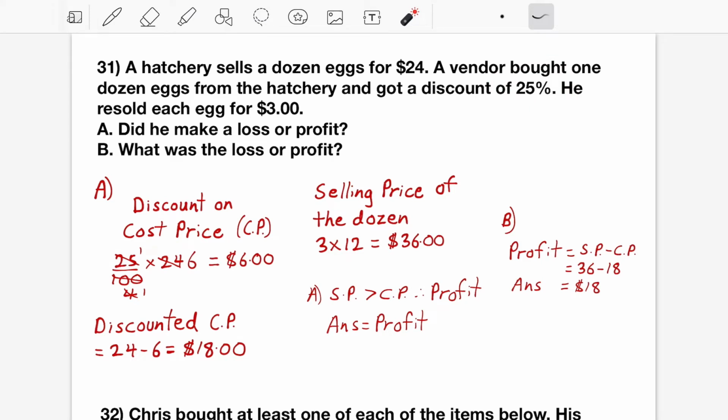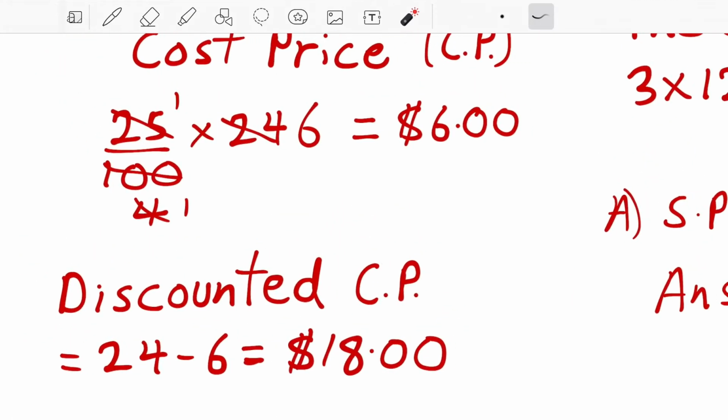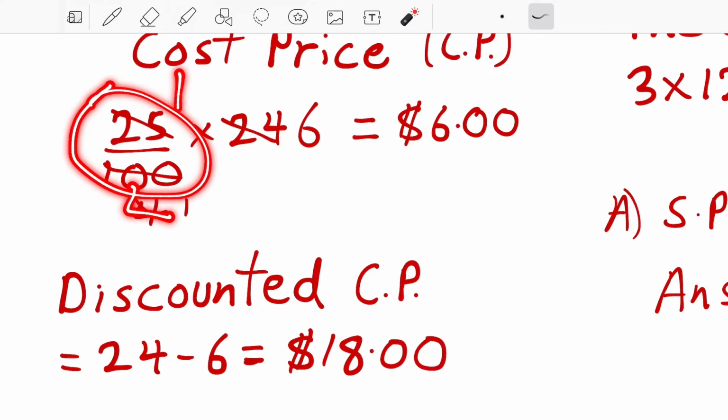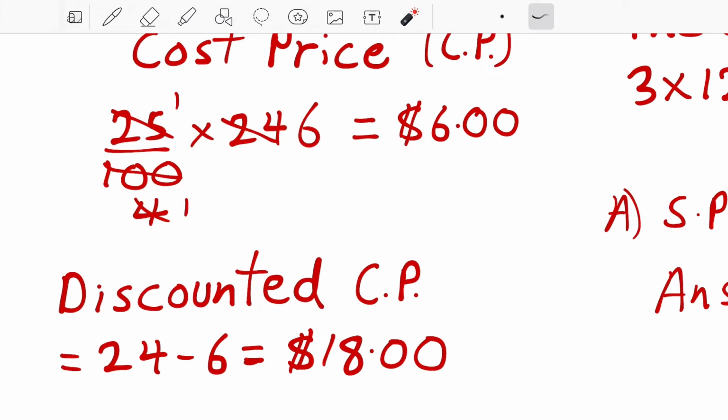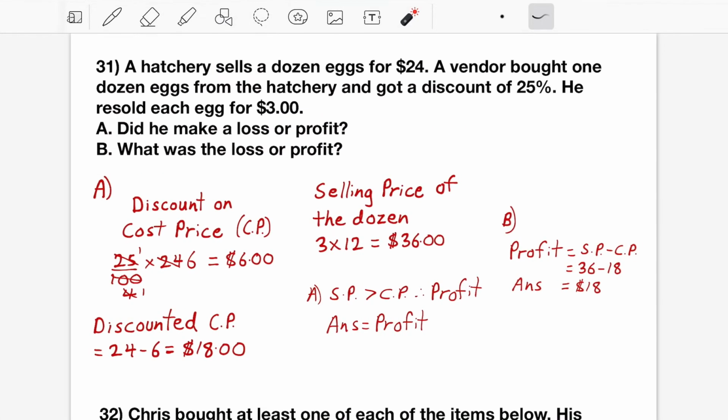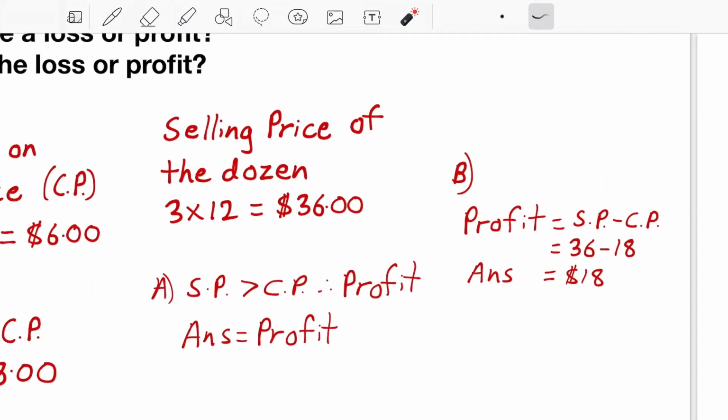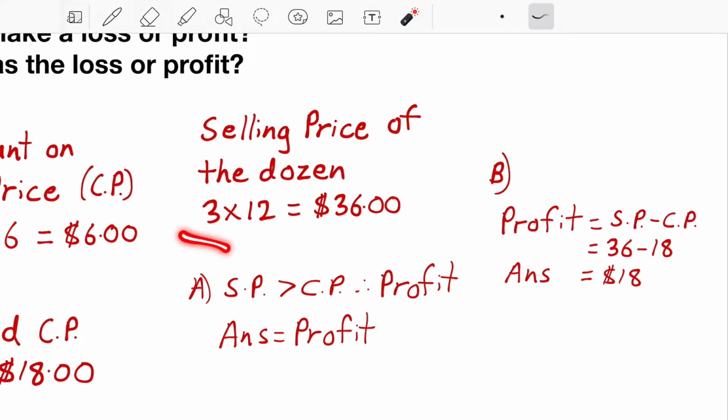Right, so let's go back to this. So the vendor is purchasing the eggs for $24. He's getting a discount, and then he's reselling it for $3 each. So the discount, 25%, which is really a quarter, of $24 is $6. So total take away discount will give you the cost price, that's how much he paid for the items, and then he's selling the items at $3 for one, and they are 12, so that's $36.